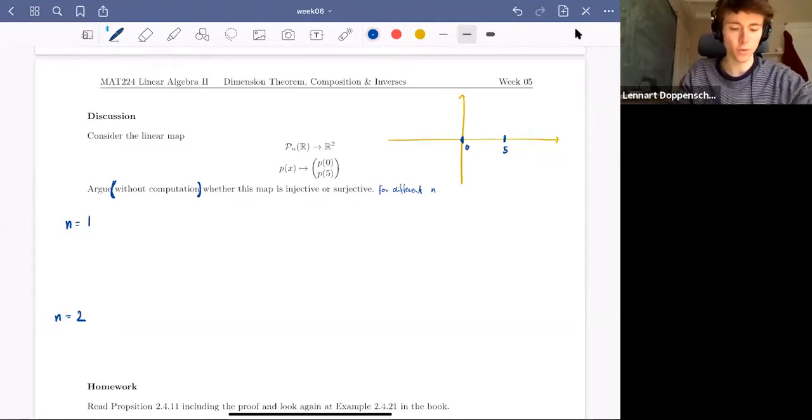So for n equals to 1, can it be injective? Can it not be injective? Is it injective actually? Is it surjective? What can we say about this?